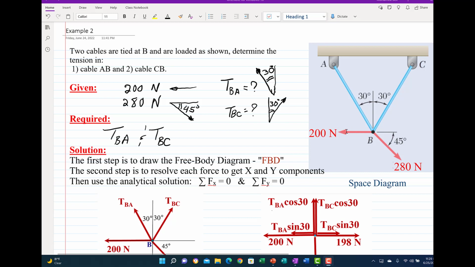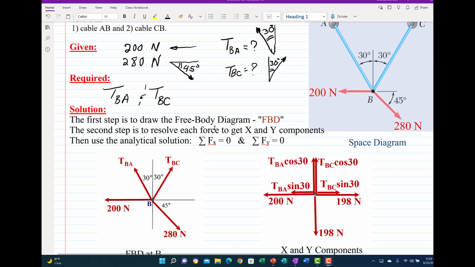So the first thing, from this space diagram, is to draw the free body diagram. To get the free body diagram, we need to concentrate on a certain point where all the forces are acting, and in this example, point B is the one. So at point B I have four forces: 280 going down, 200 going to the left, and TBA and TBC both going up, making 30 degrees with the vertical axis.